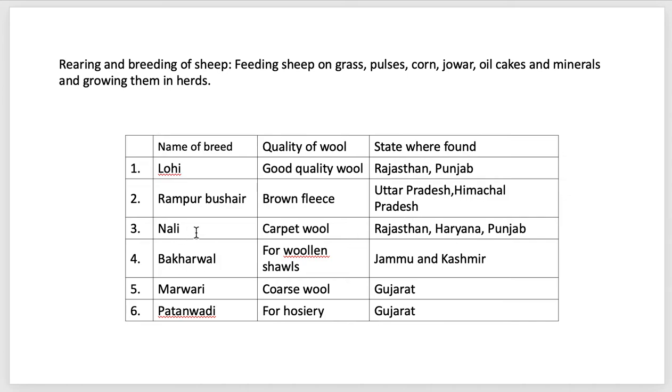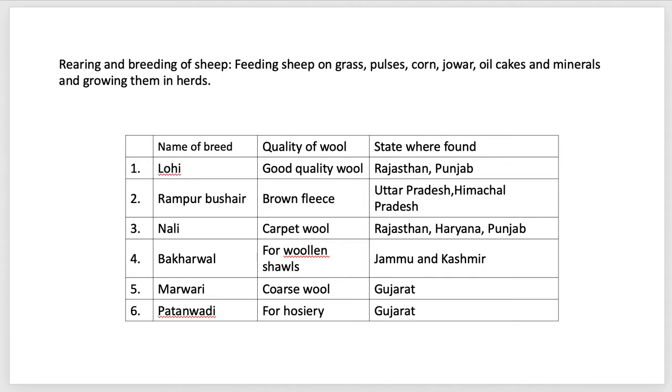The Nali sheep provides wool for carpets, and this is found in Rajasthan, Haryana, and Punjab. Then the Bhakarwal sheep provides wool for woolen shawls. So this is found in Jammu and Kashmir. Then Marwari sheep provide coarse wool. These are found in Gujarat. And Patanwadi sheep, whose wool is used for hosiery, are found in Gujarat.